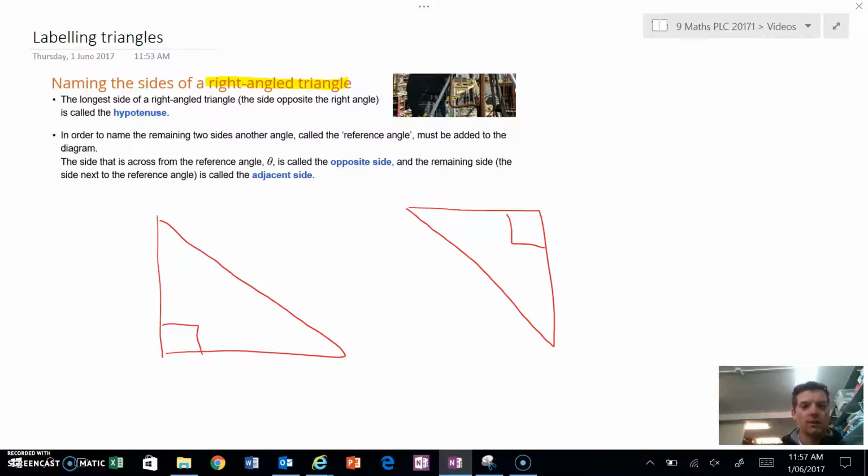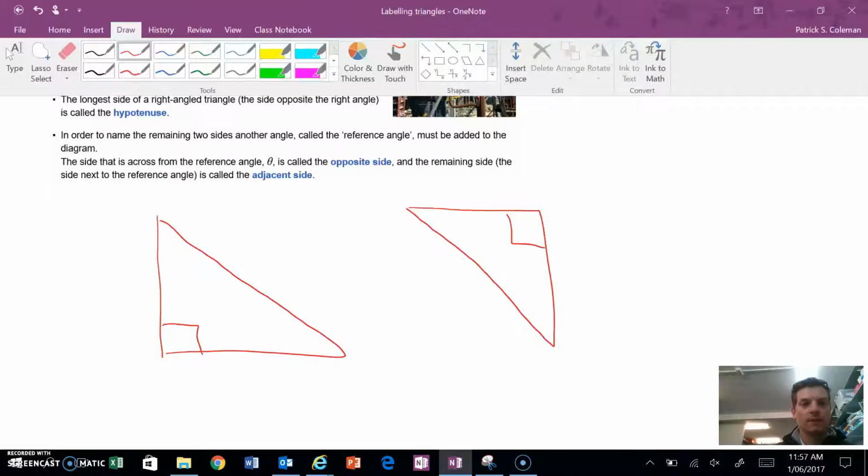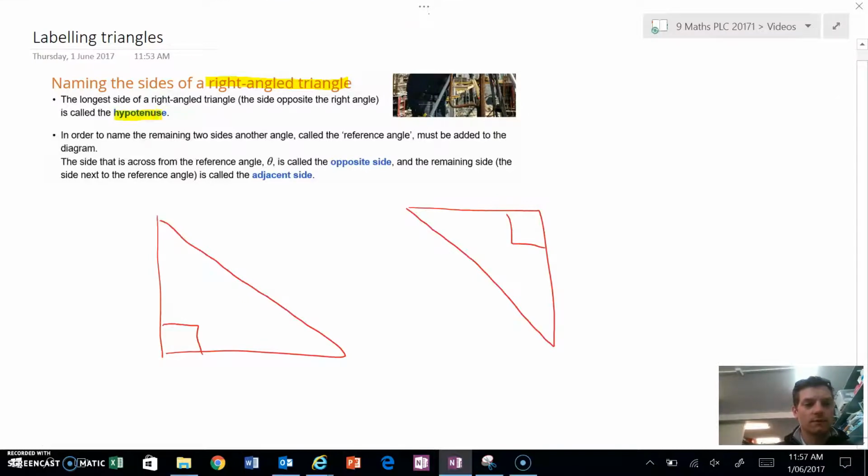And the first thing we're going to want to be able to identify is the hypotenuse. Now the hypotenuse is the longest side of the triangle. So that is always going to be opposite the right angle. So in this situation, it's going to be here, and we're going to label that just H for hypotenuse. So that's going to be the hypotenuse of our triangle.